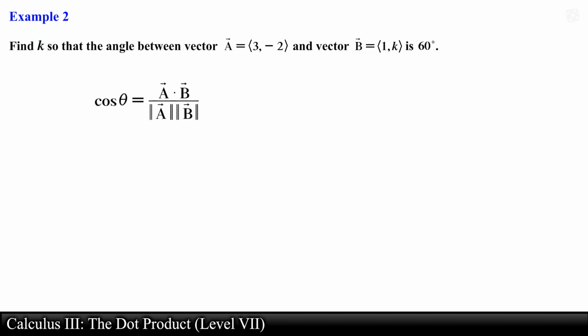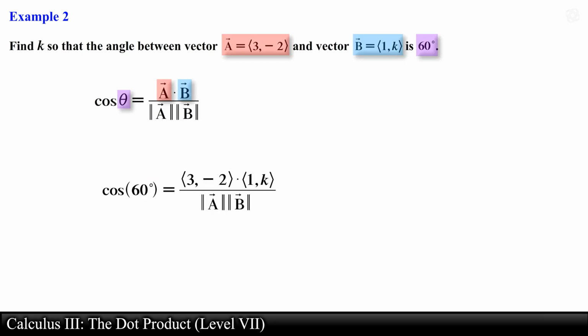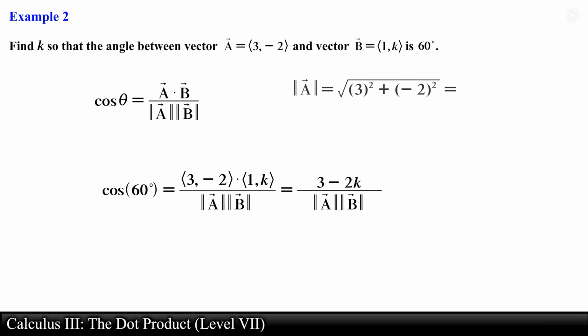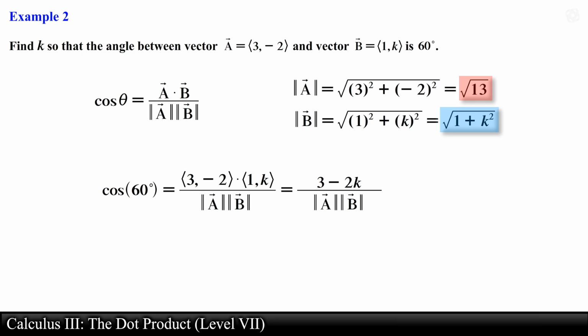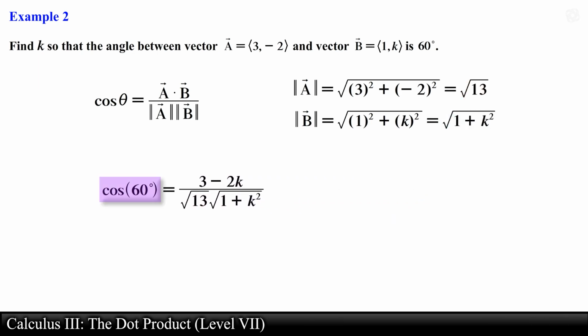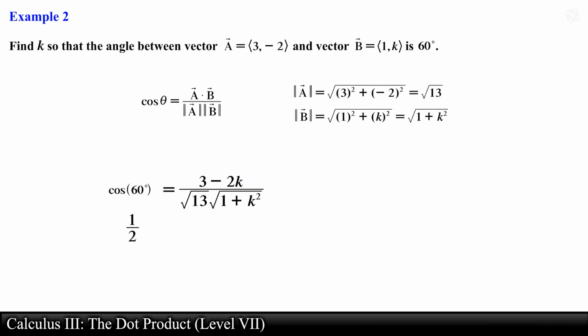Let's start by using the geometric definition of the dot product and substitute the known expressions. We know that the angle between the vectors is equal to 60 degrees, and the dot product between vector a and vector b reduces to the following expression. Then we go ahead and compute the magnitude of vector a and vector b. Doing that, we obtain the following expressions. We immediately substitute these expressions into the geometric definition of the dot product as follows. Next, we evaluate cosine of 60 degrees, which is equal to 1/2.